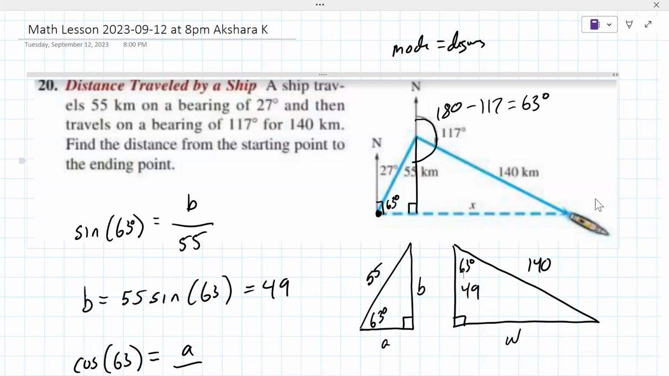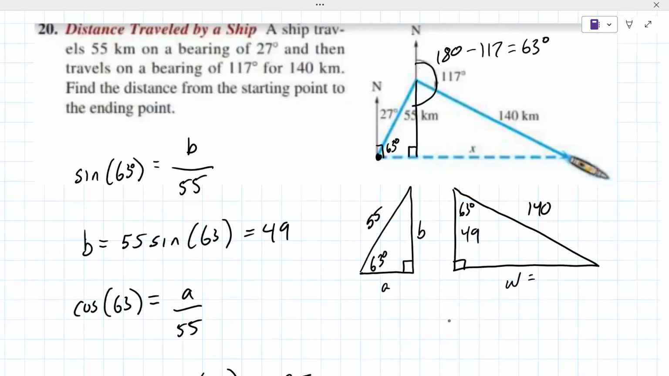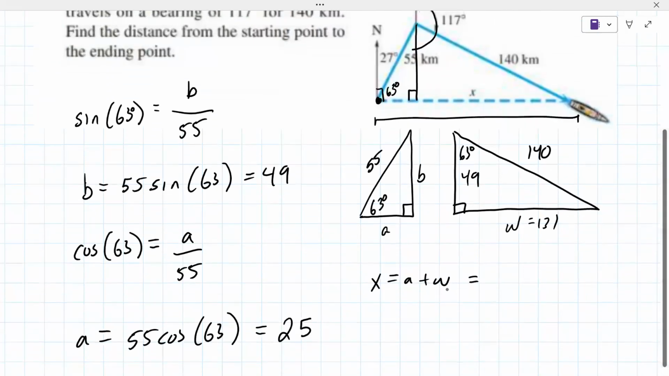131. Okay. So W is 131. And X is the one that goes all the way across. So we know that X is really A plus W. You found those two values. It's 25 plus 131, which is 156 kilometers.